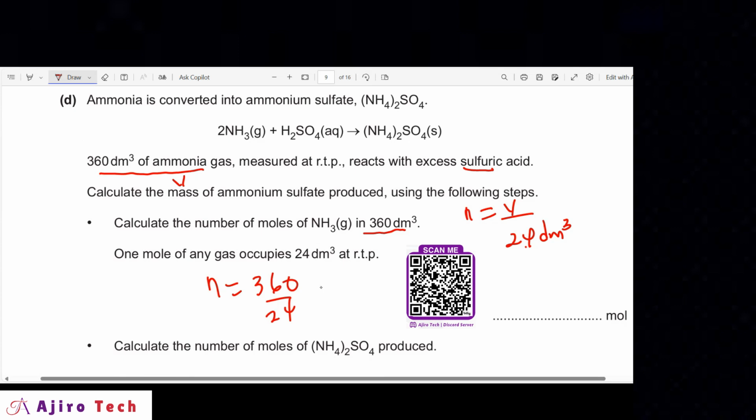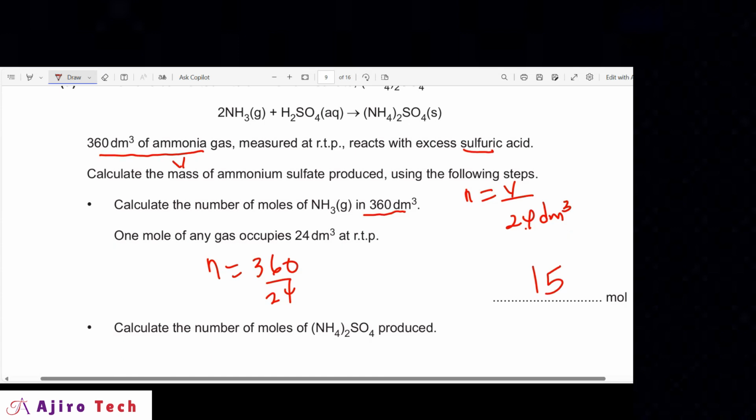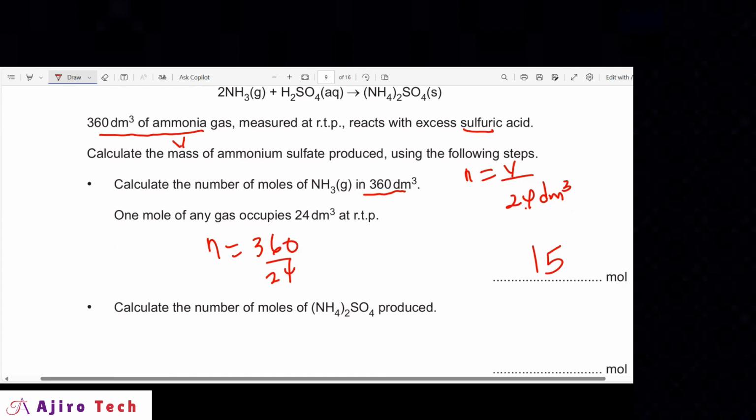360 divided by 24. So I have 15 as my answer, as the 15 moles here. So the basic thing here is just know the formulas. When there's a gas, you know what to apply. I've done a video on stoichiometry on YouTube, so just check it. This channel, you see where I give all the formulas you need to solve stoichiometry based on the states.